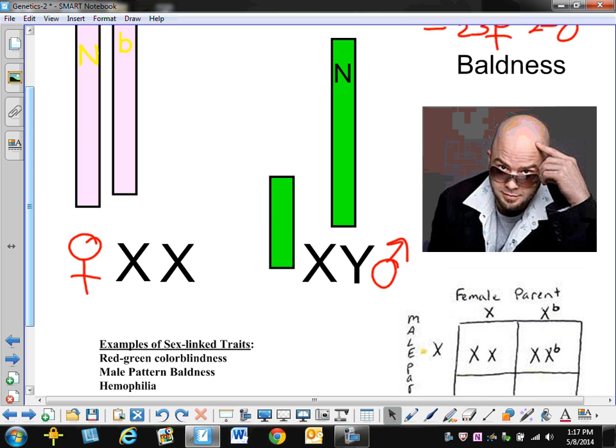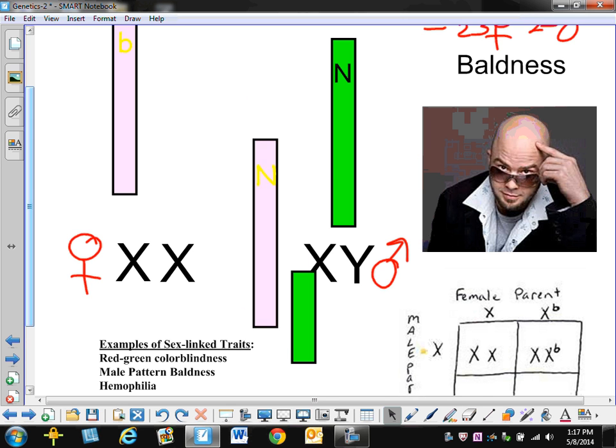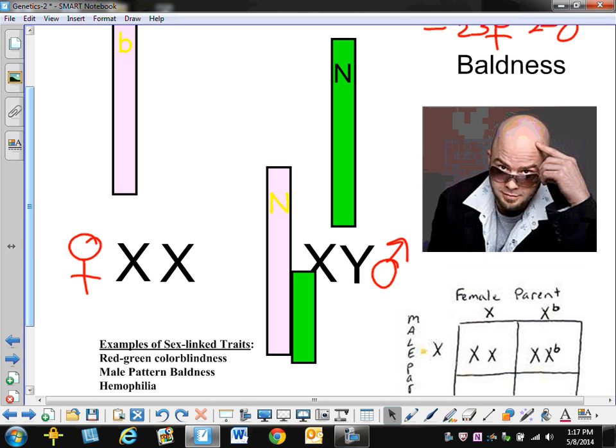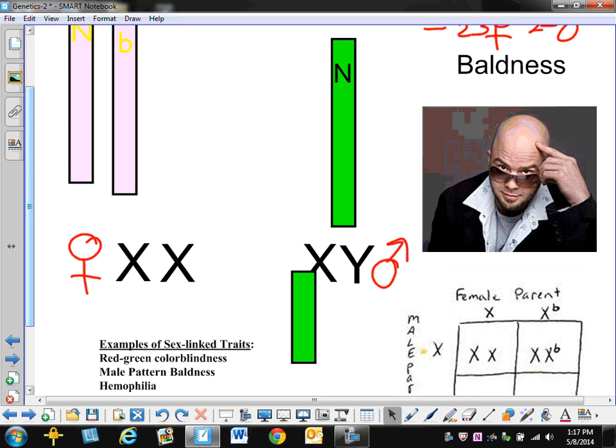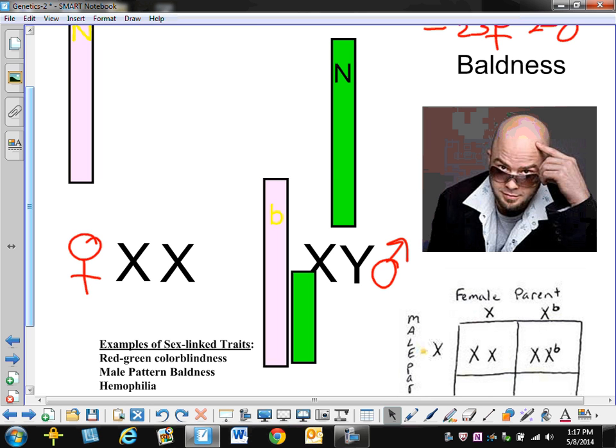Now, bald or non-bald? Non-bald. Dominant beast. There's no B anywhere in it. That gene doesn't exist in this combination. Now, bald or non-bald? Why? Because there's nothing here to counteract. There's not another gene here. The male chromosome is smaller than the female chromosome.